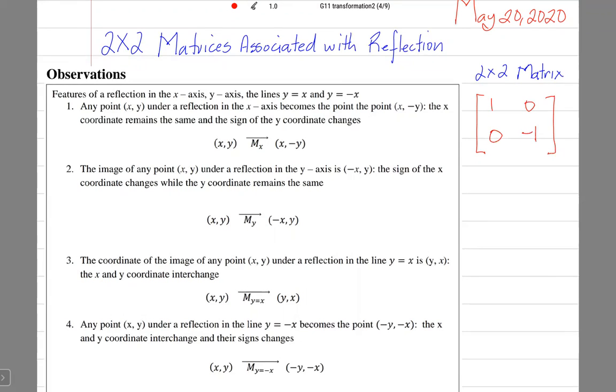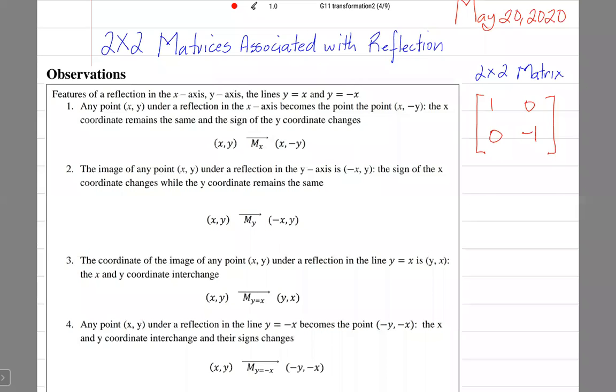That's all it does. Therefore, this is the 2 by 2 matrix that is associated with reflection in the x-axis. What this matrix does is change the sign of the y coordinate. Now, the same thing happens when you reflect a point in the x-axis. Therefore, this is the 2 by 2 matrix that is associated with reflection in the x-axis.